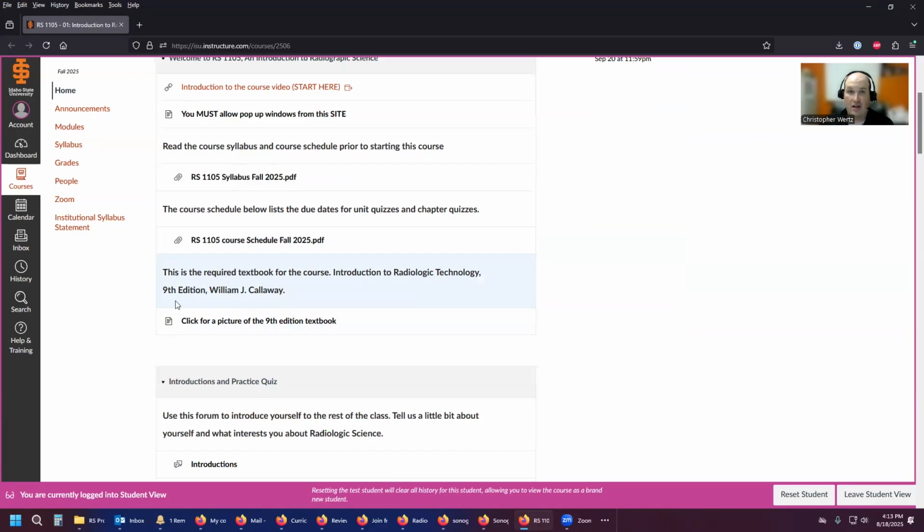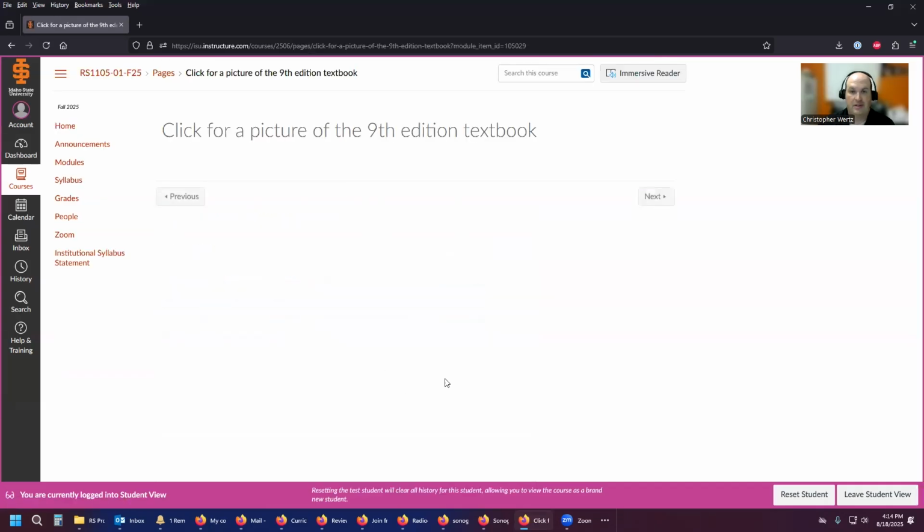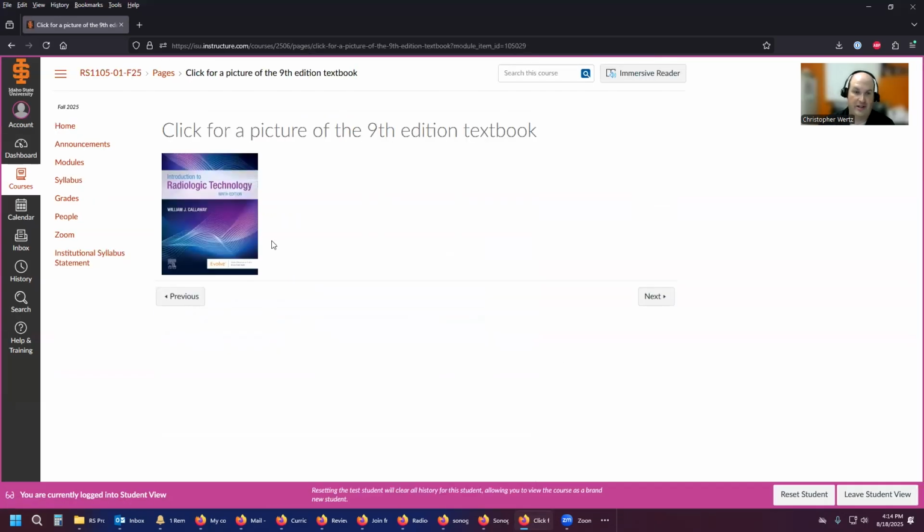I don't care if it's electronic, if it's a PDF version. I don't care if it's in paper. I don't care if you rent or buy. None of that matters to me so long as you have access to the 9th edition of this textbook during your time taking the course. I put this here so you can see what the 9th edition looks like. Make sure you're getting the right one. There it is. Just beautiful and amazing.